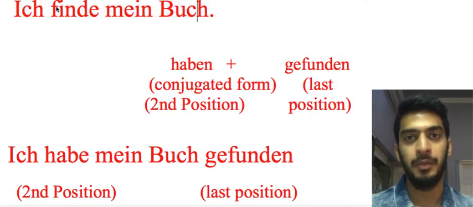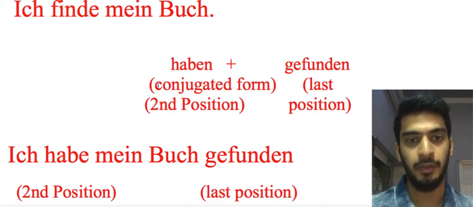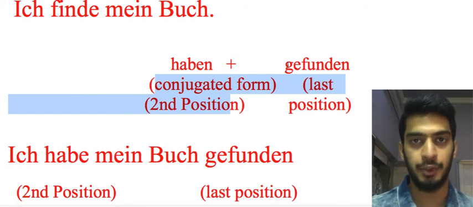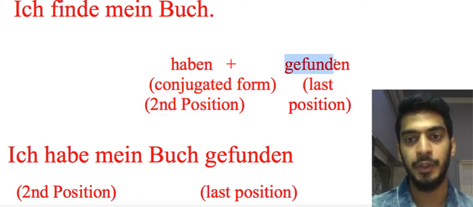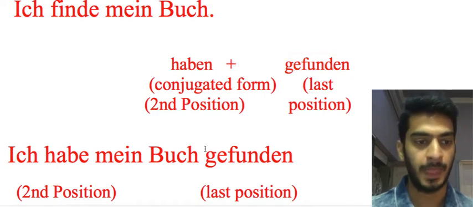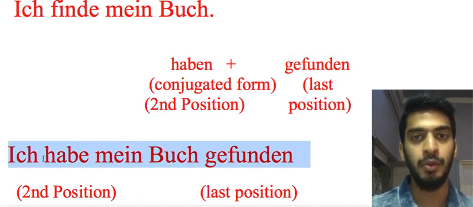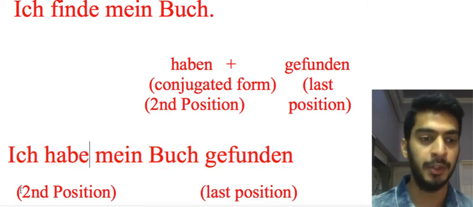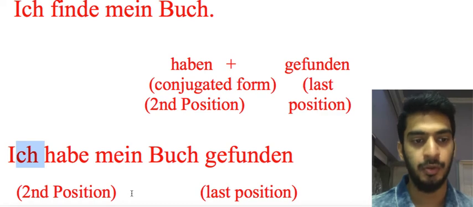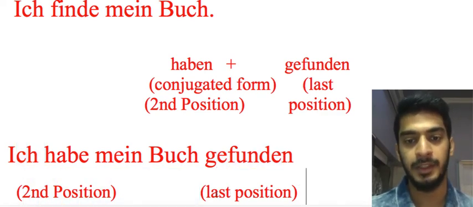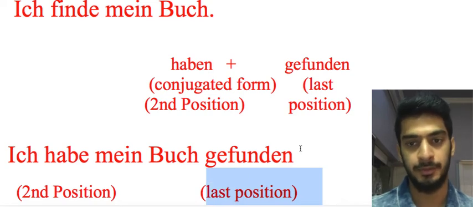Ich finde mein Buch. The verb finden has no change of place or movement, so we have to use the haben form. Conjugate the haben form at the second position. And then gefunden, the perfect form, write this verb at the last position. Ich habe mein Buch gefunden. Habe is the conjugation of the verb haben with the pronoun ich. So the verb is at the second position and gefunden, perfect form, is at the last position.